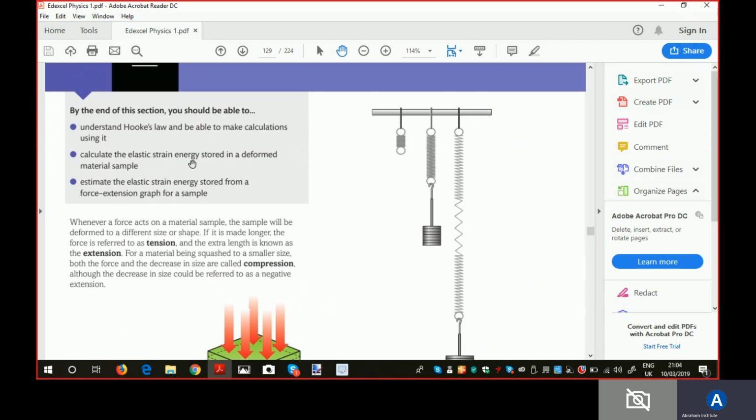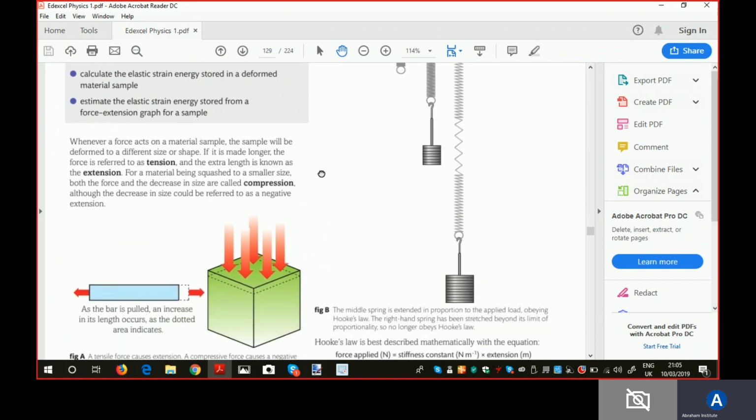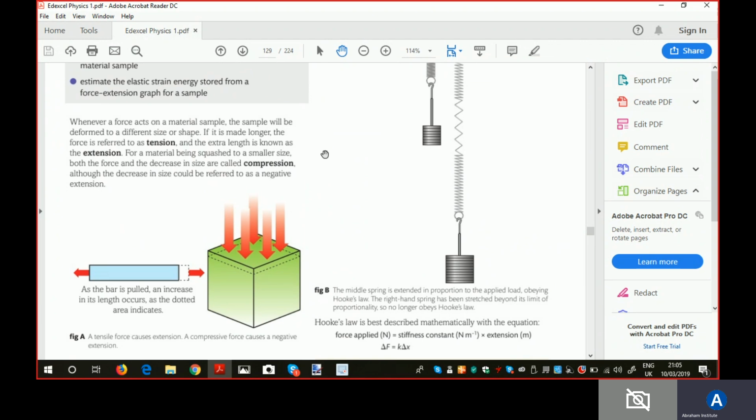Okay, so the elastic strain energy of a spring is also equal to the work done on the spring in stretching or compressing that spring. So when you have a normal spring which is at its original length, neither compressed nor stretched, and you stretch it, the spring gains elastic strain energy, and for the spring to get that elastic strain energy, you have to do some work in stretching or compressing it. Okay, so that's why we say the work done on the spring is equal to the elastic strain energy of the spring. Estimate the elastic strain energy stored from a force extension graph for a sample.